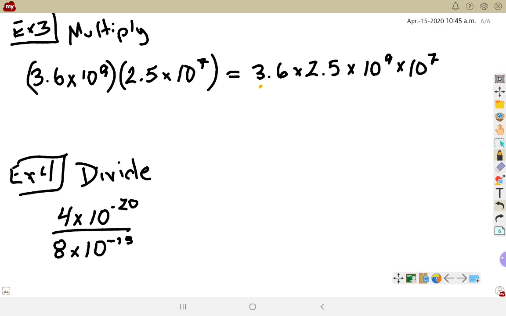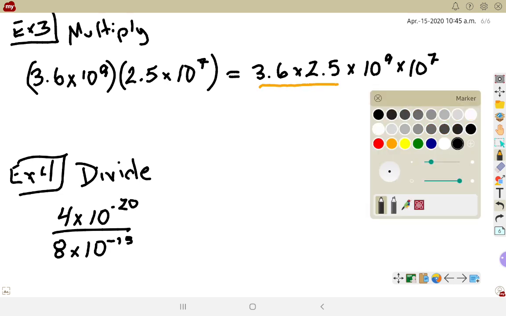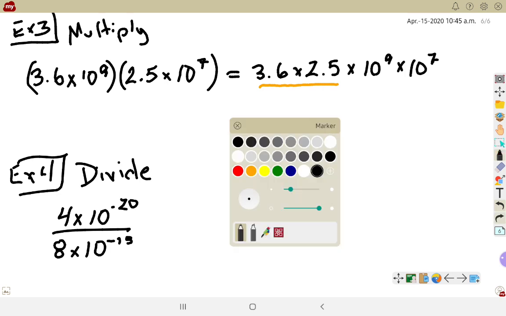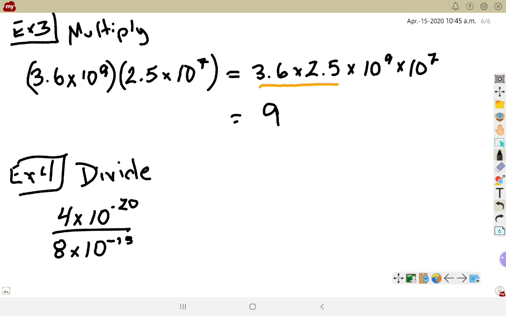So if I was to look at these two guys here first, 3.6 times 2.5 ends up giving me 9. So I have 9, and then 10 exponent 9 times 10 exponent 7, I would add those exponents together to get 10 with an exponent of 16. Okay, now that's a number that my calculator is not going to show me, but it's probably going to give me that answer in scientific notation. And it's going to look a little bit different on each of your calculators. If you have questions with how yours is showing it to me, feel free to email.